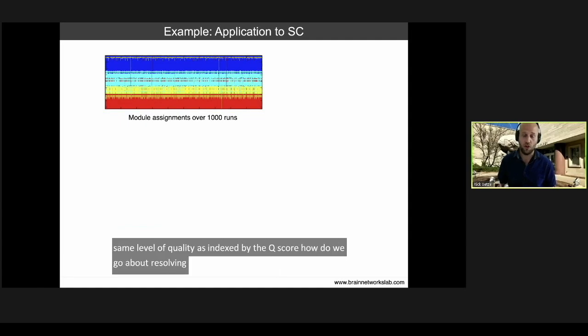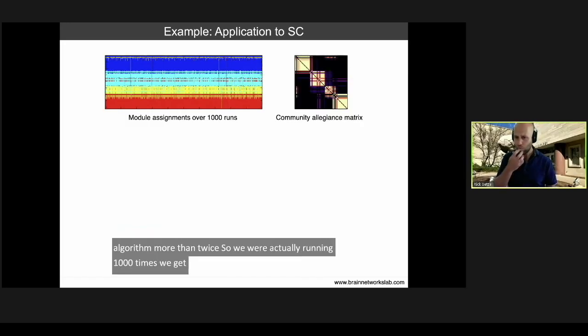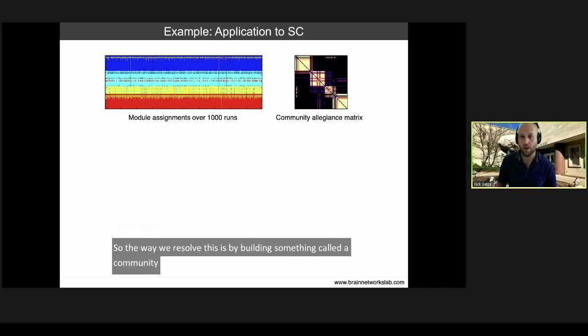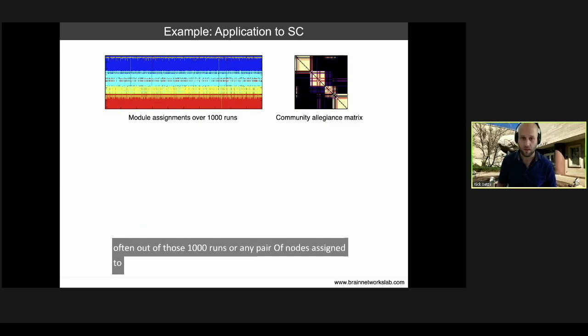And you can see, if we were to repeat the algorithm more than twice, so we actually run it 1,000 times, we get variability in community assignments over time. So the way we resolve this is by building something called a community allegiance matrix. You'll see that on the right. And what that's doing, each element in that matrix counts how often out of those 1,000 runs any pair of nodes were assigned to the same community. So it's telling us the consistency of community assignments.